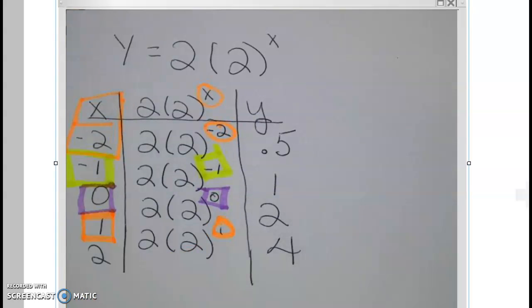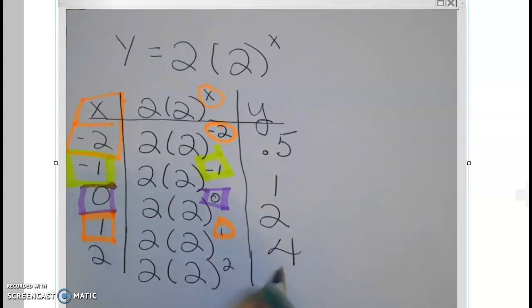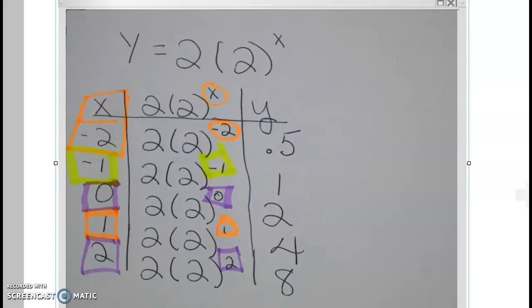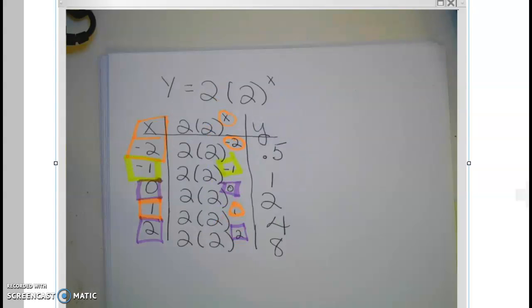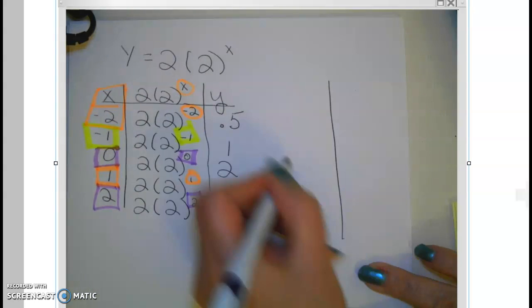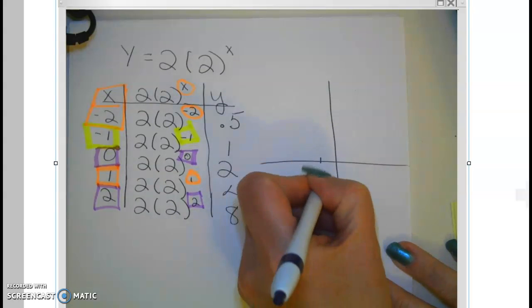Right here. And then the last one I'll do for this particular example is put in 2 times 2 to the 2, and that is 8. Where did that 2 come from? Right there. So that should be pretty easy for you to do. The next thing I'm going to ask you to do, I'm going to back my thing out, I'm going to graph it right next to it. So we'll just plot out a quick graph.